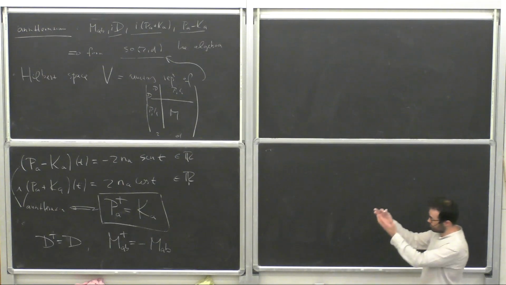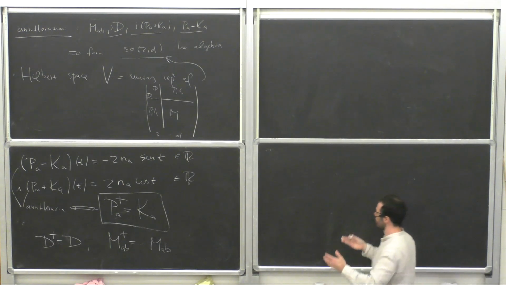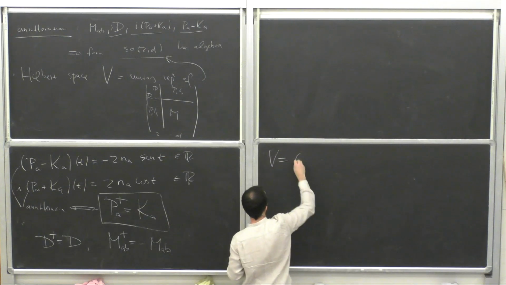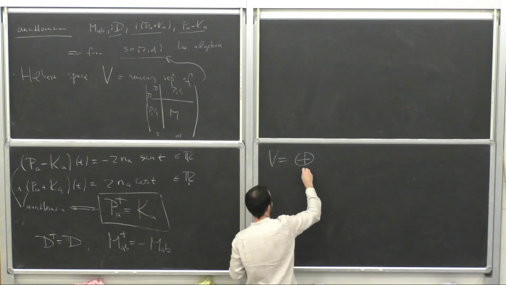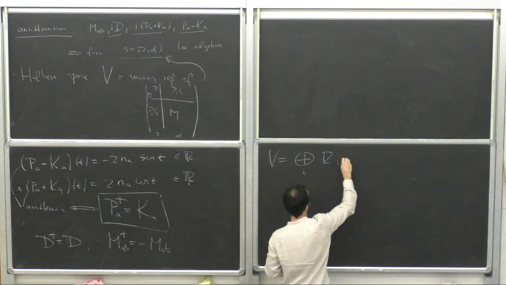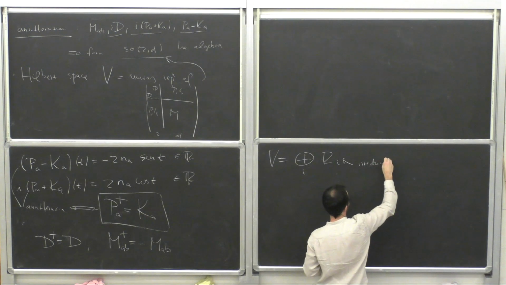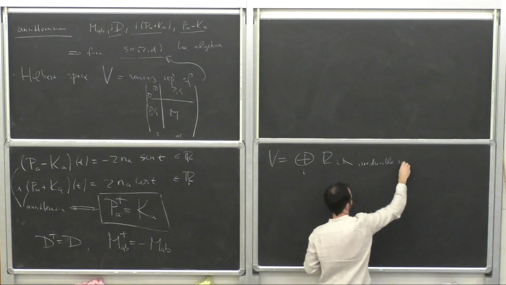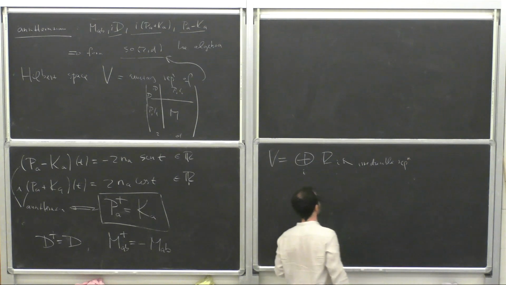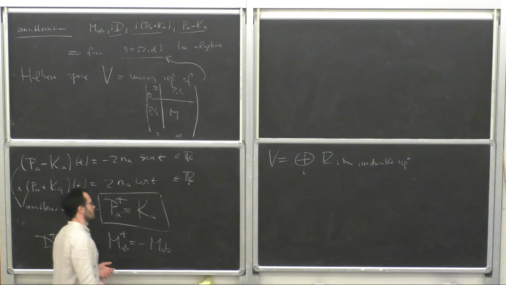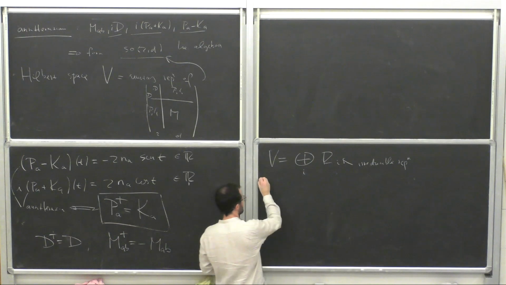In this case, we have more symmetry, more than Poincare. We have the whole conformal group. So we want to decompose V into irreducibles as a direct sum. So this is some irreducible representation. So now, what are the possible irreducible representations?